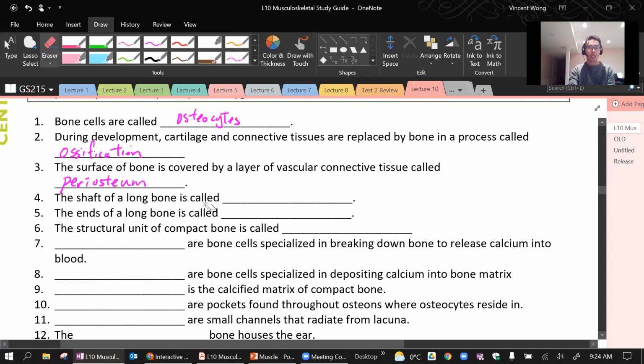The shaft of a long bone is called the diaphysis. If you have a long bone like the femur, that's the diaphysis. The ones at the end are the epiphysis. The structural unit of compact bone is called the osteon.